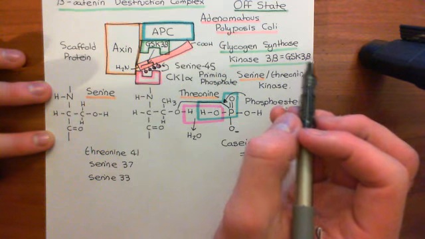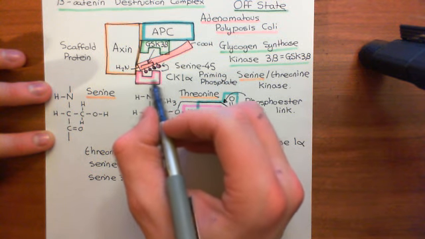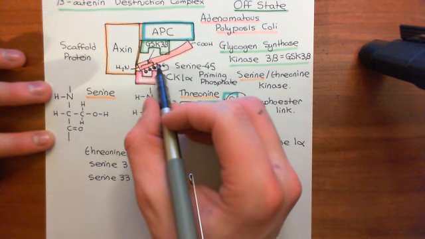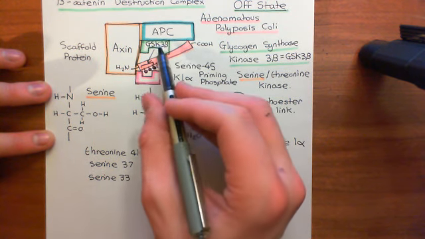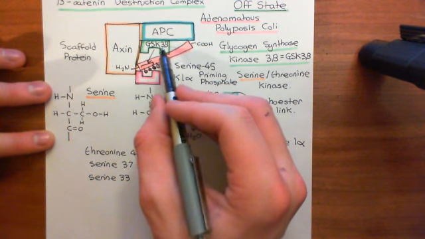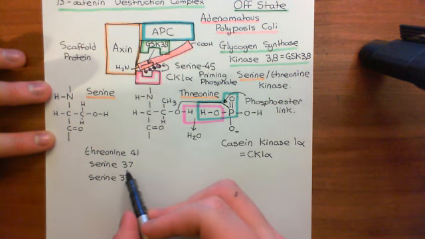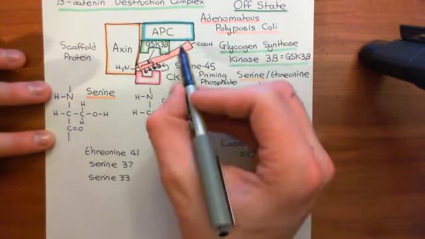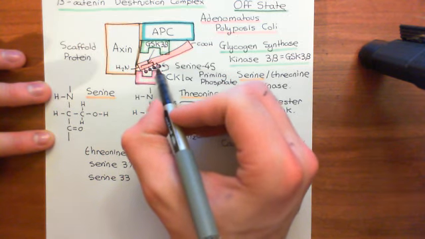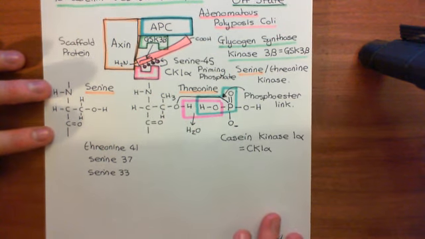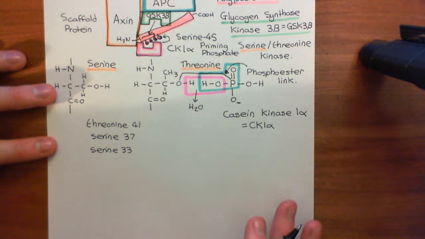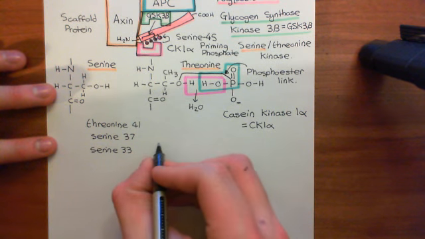Okay, so to review the entire process, casein kinase 1 alpha starts by adding a phosphate group onto serine 45. That gets the beta-catenin ready so that now glycogen synthase kinase 3 beta can phosphorylate threonine 41, serine 37, and serine 33, so that now the beta-catenin has these 4 phosphate groups on it. Okay, now what's going to happen is another protein is now going to bind to this phosphorylated beta-catenin.